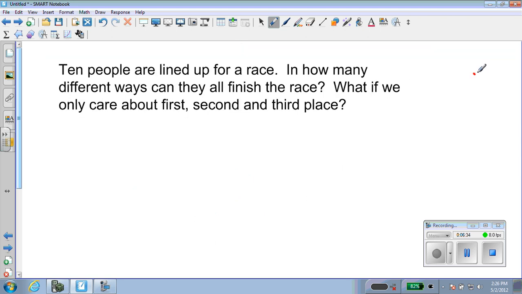10 people are lined up for a race. In how many different ways can they all finish the race? And then we'll ask a follow-up question. So, 10 people lined up for a race.